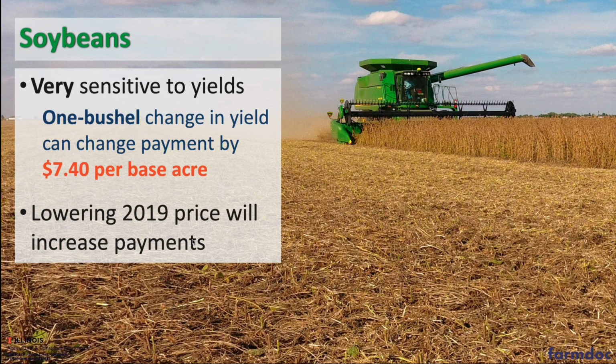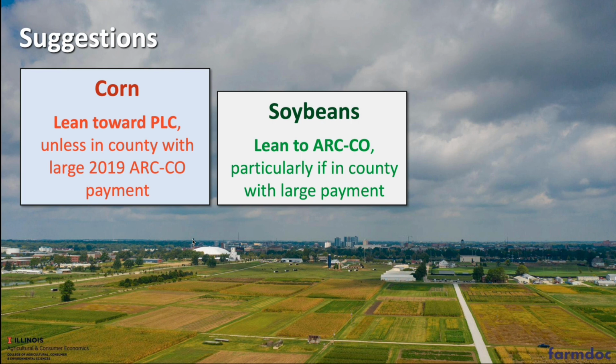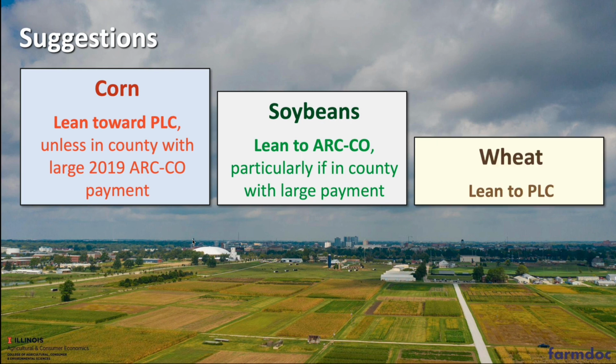All right, so our suggestions: lean towards PLC unless you're in a county with large 2019 ARC County payments. In Grundy County, have fun making your decision. I could see you doing either one of those. Soybeans, lean to ARC County, particularly if you're in a county with a large payment. Again, Champaign County, I don't think you'll get a bigger than $56 payment next year on PLC. And wheat, lean towards PLC.